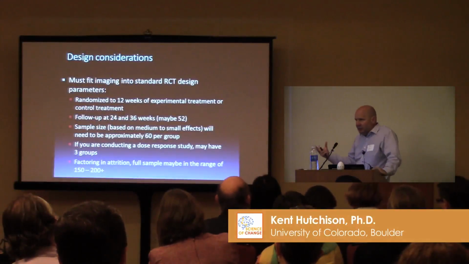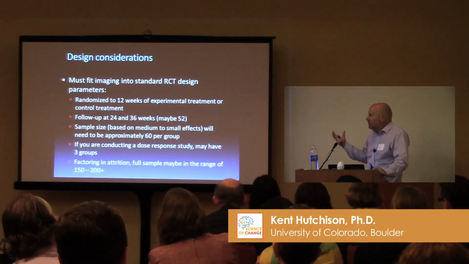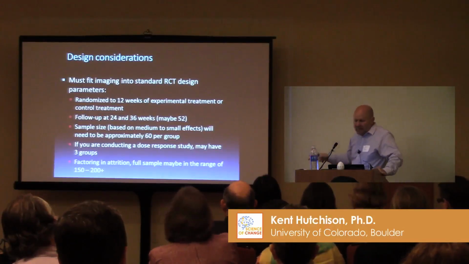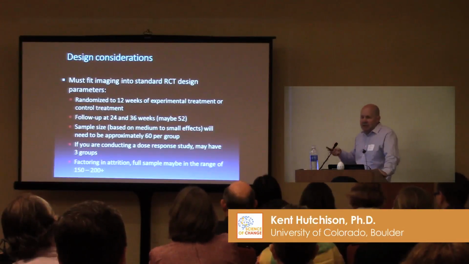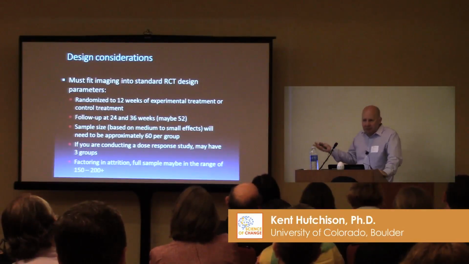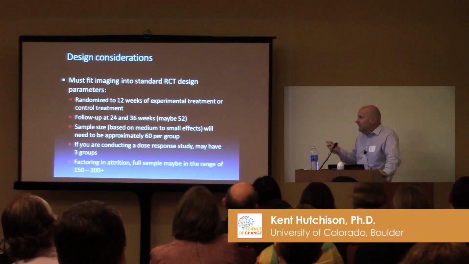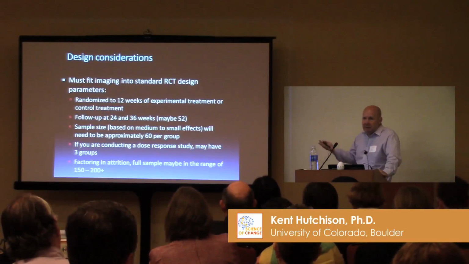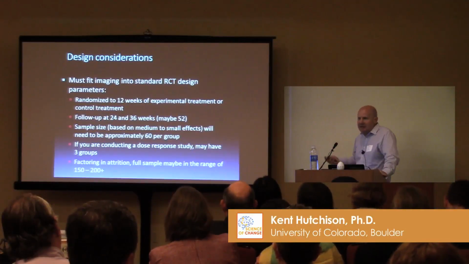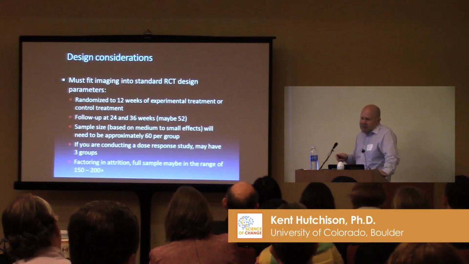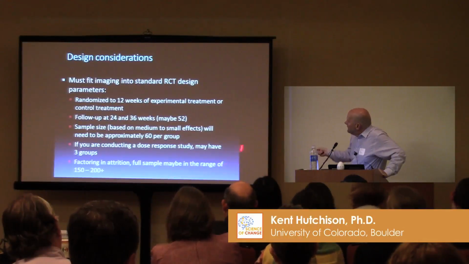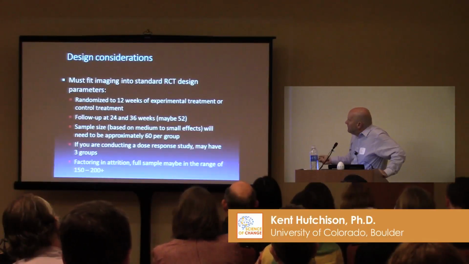So I think the first thing that's important if you're going to integrate neuroimaging into a clinical trial is that you have to realize that all of the normal clinical trial design parameters are going to be in place, right? So typically for the kinds of work that we do, we're talking about randomizing people to a 12-week treatment or a control treatment, then following up with behavioral measures of alcohol use and drug use at 24, 36 weeks, maybe 52 weeks. Sample size, typically if you're dealing with a medium to small effect size, you're looking at 60 people per group. So the bottom line is, you're looking at a study here with all the normal sort of clinical trial design features and 150 to 200 people in your sample.